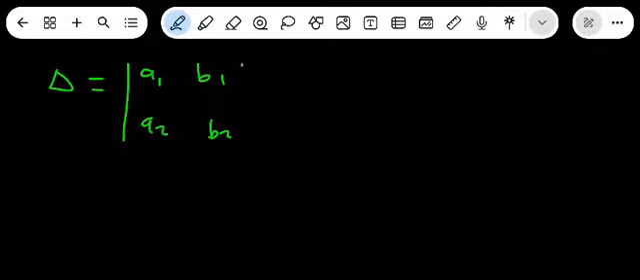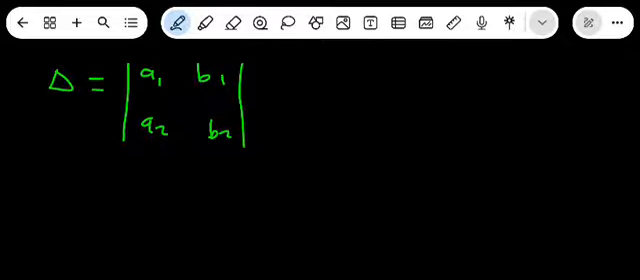We'll discuss how to find a 2 by 2 matrix determinant. Let's say you've been given the determinant, with elements a1, b2, a2, b2, like this.